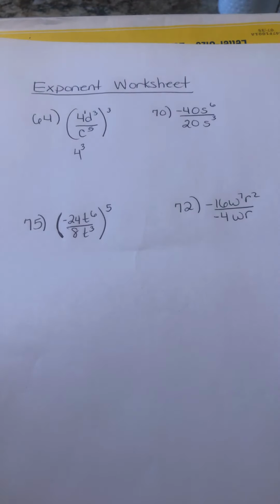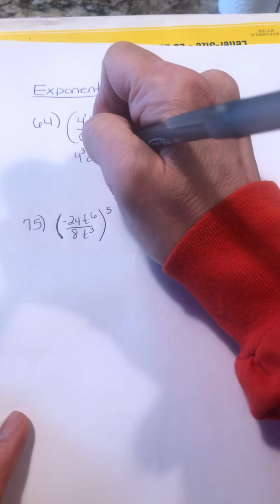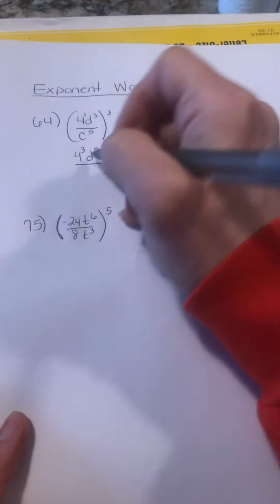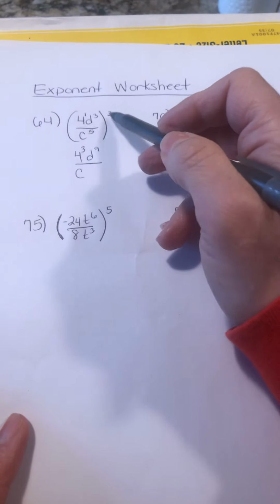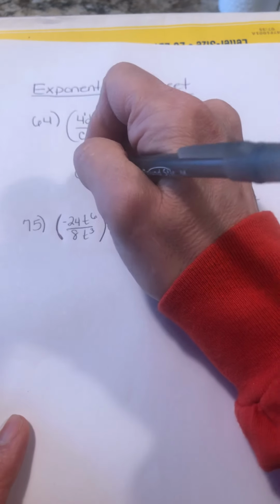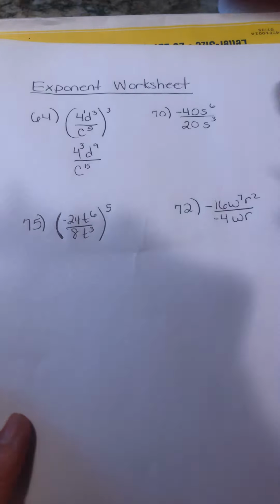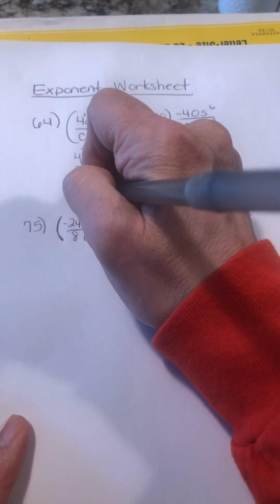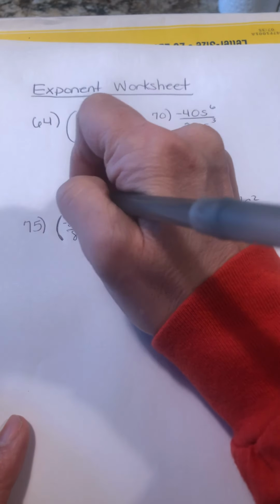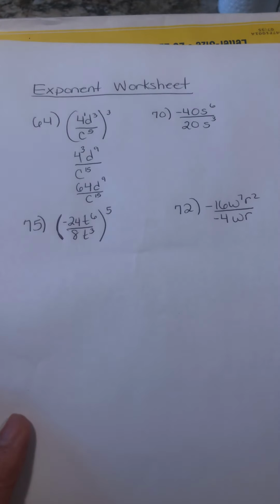And when I look at the D, 3 times 3 is 9. And down here I also have to do the exponent here. The 5 times 3 is 15. And I can simplify this a little bit more. 4 cubed is 4 times 4 times 4, or 64. D to the 9th power divided by C to the 15th.